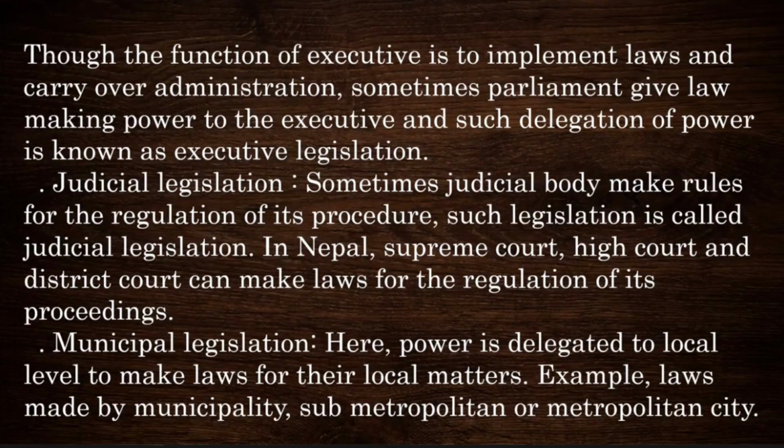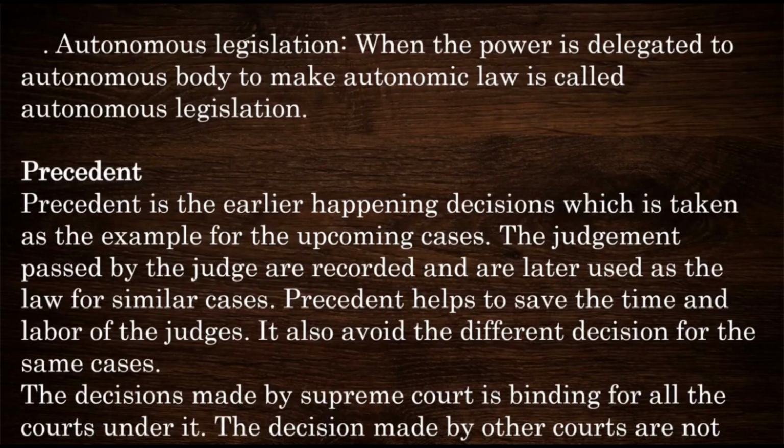Similarly, judicial legislation. Sometimes a judicial body makes rules for the regulation of its procedures. Such legislation is called judicial legislation. Municipal legislation. Here, power is delegated to the local level to make laws for their local matters. Lastly, autonomous legislation. When the power is delegated to an autonomous body to make autonomic law, it is called autonomous legislation.